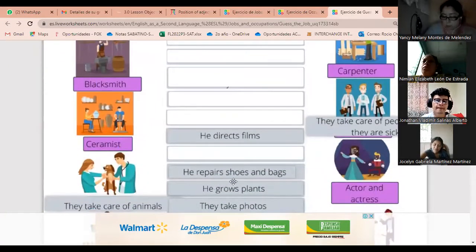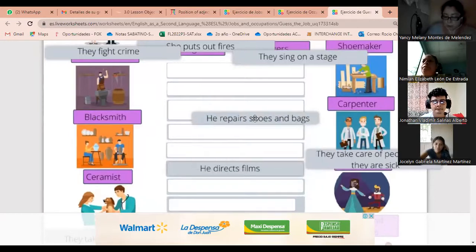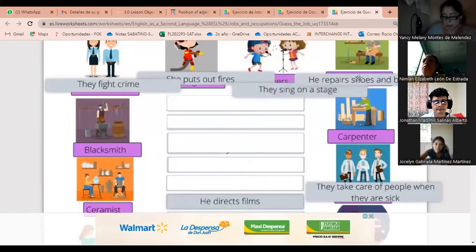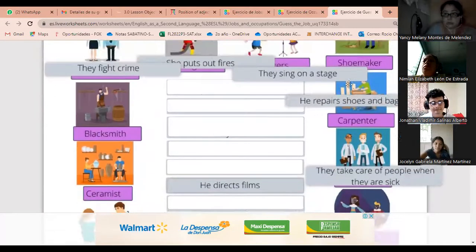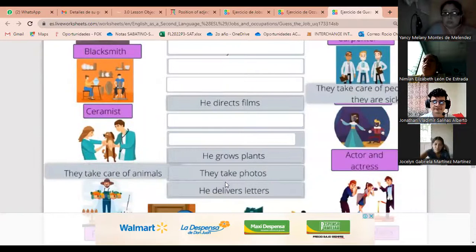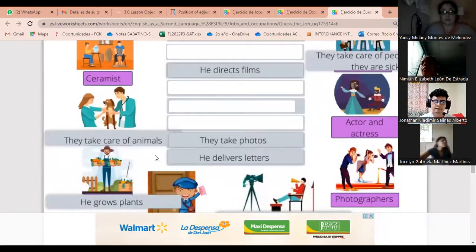Okay, he repairs shoes and bags. Shoemaker, exactly. It's the shoemaker. Okay. He grows plants. Farmer. Tomatoes, bananas, green peppers.